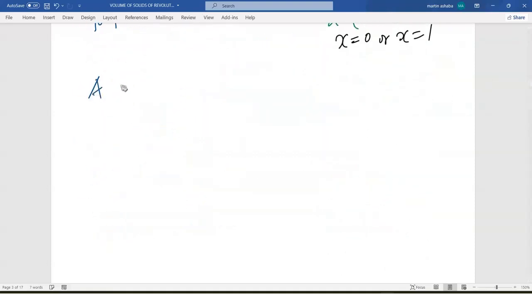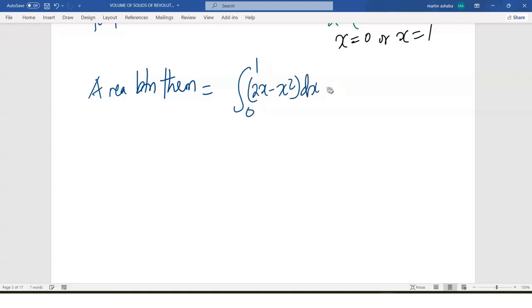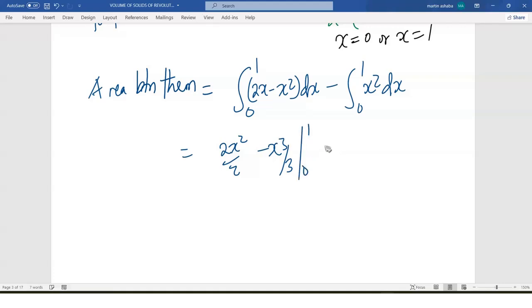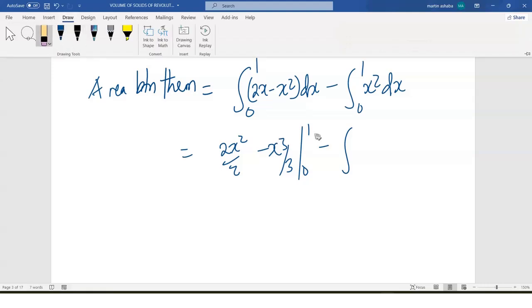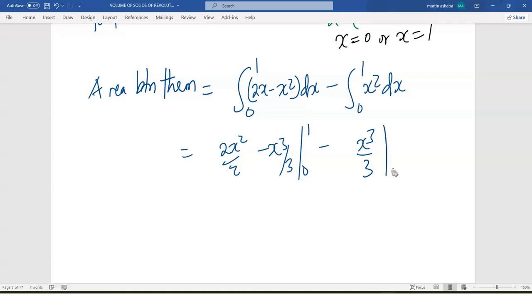Therefore, the area between them will equal the integral of 2x minus x squared from 0 to 1 with respect to x, minus the integral from 0 to 1 of x squared with respect to x. So this is going to be 2x squared over 2 minus x cubed over 3, from 0 to 1. I subtract. The integral of that is going to be x cubed over 3, from 0 to 1.